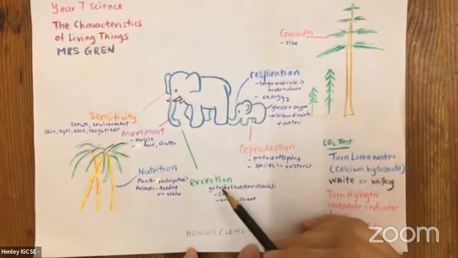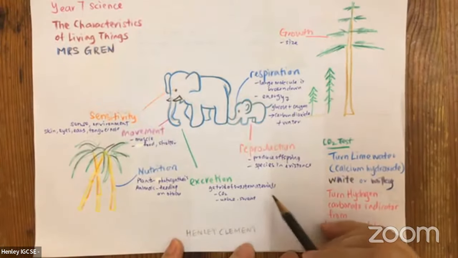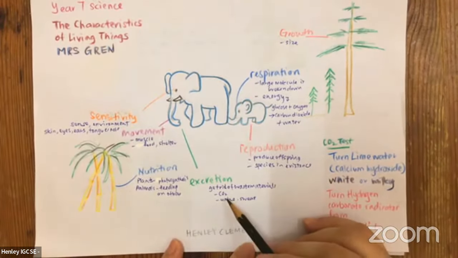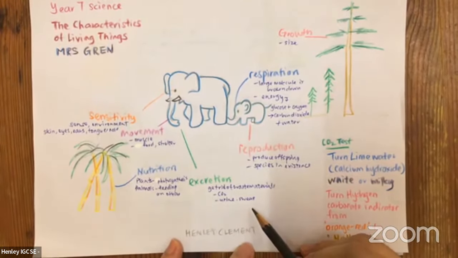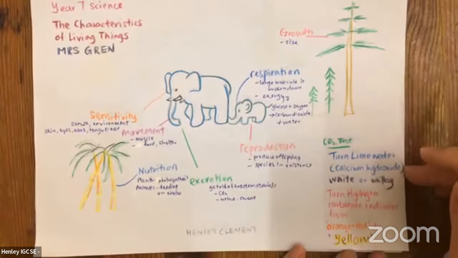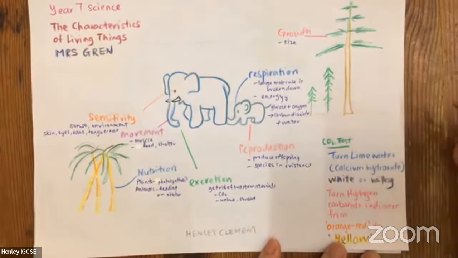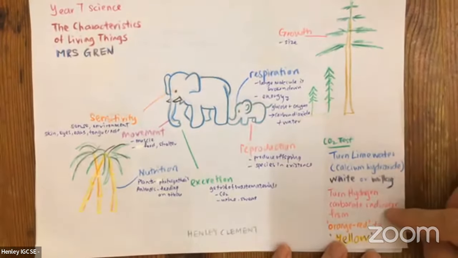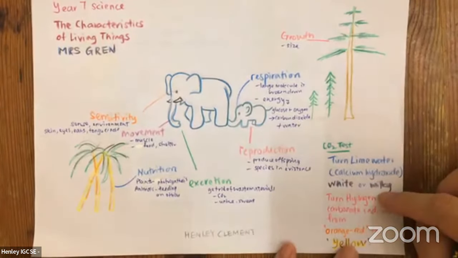The next, excretion. Excretion means getting rid of waste material, such as CO2, carbon dioxide, urine, and sweat. Later, this part I'm preparing for you is the CO2 test, one in blue color, the other one in red color.